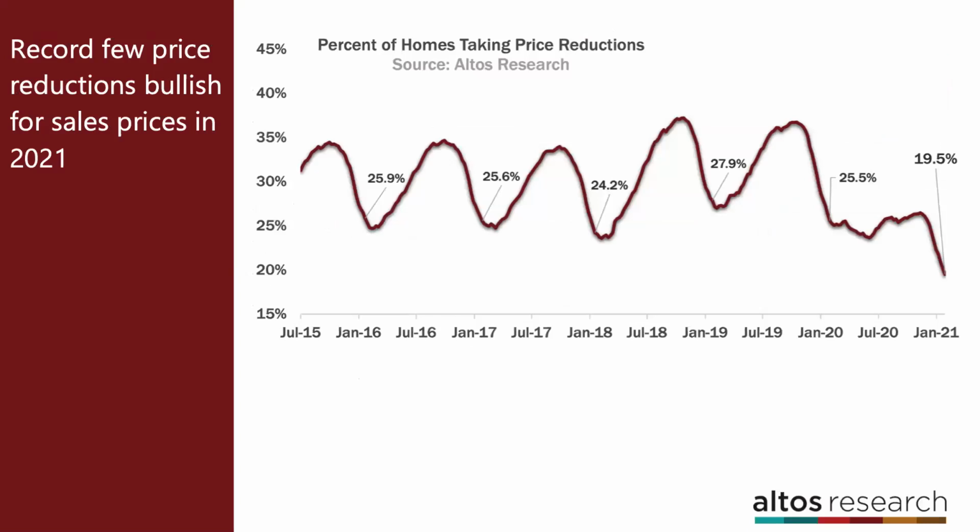Here's another of the leading indicators. This is the percentage of homes on the market taking price reductions. This is another place where we are in unprecedented territory. Typically, the rule of thumb is about 35% of homes on the market take a price cut before they sell.